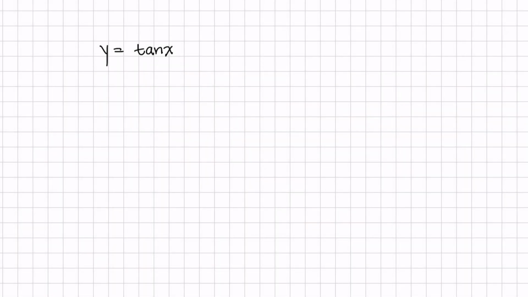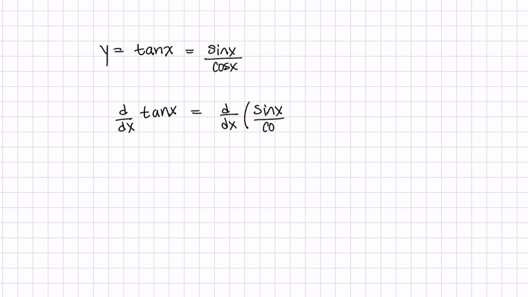Welcome. In this video, I'm going to go over how to find the derivative of tangent x. We're going to do this by first rewriting tangent as sine x over cosine x. So then the derivative with respect to x of tangent of x is equal to the derivative with respect to x of sine x over cosine x. Now we're using the quotient rule.